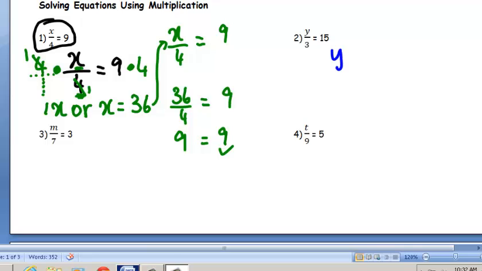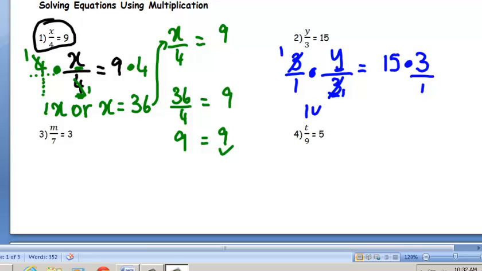Again, y divided by 3 equals 15. What's happening between the y and the 3? Division. So undo it by multiplying with 3 on both sides. So the 3 in the numerator and 3 in the denominator are equal quantities, and become 1. So you have a 1y, or y, it's the same thing, equals 15 times 3, 45.